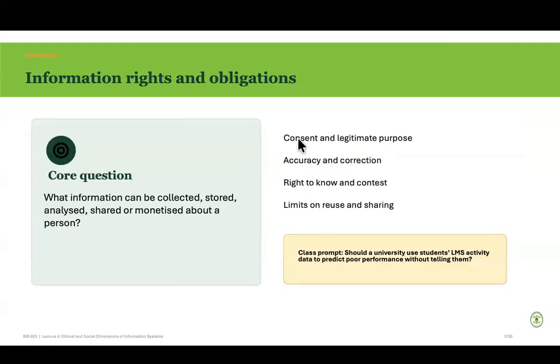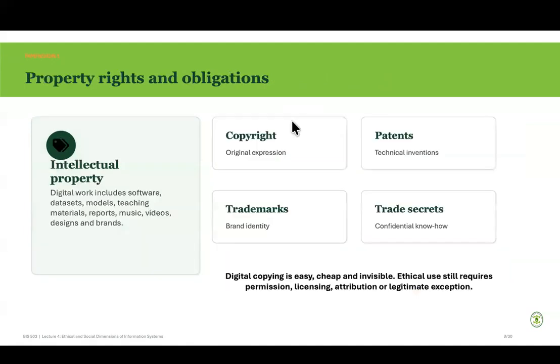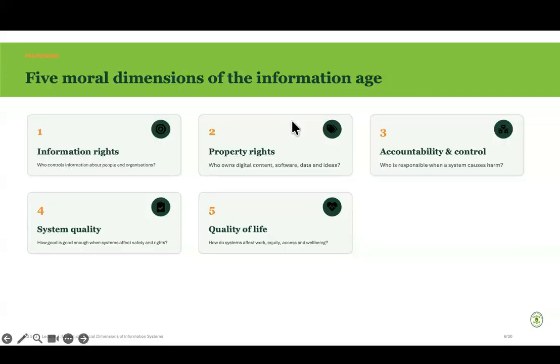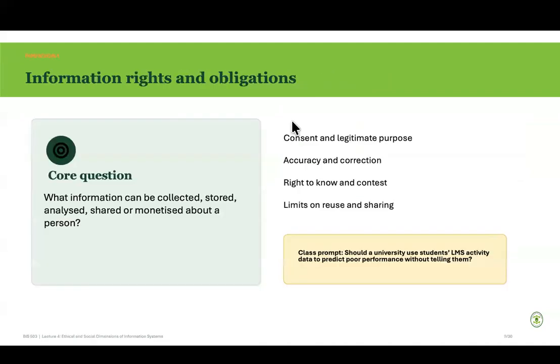Now, I want us to proceed to look at each of the 5 moral dimensions. The 5 moral dimensions we listed are information rights, property rights, accountability and control, system quality, and quality of life. So I now want us to look at the first one.